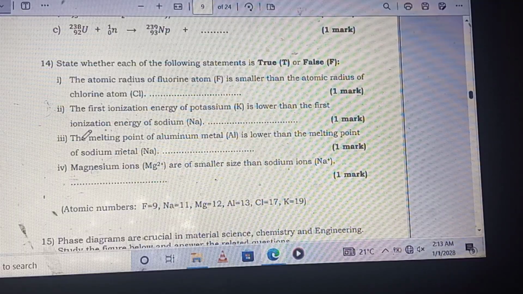Please, candidates, make sure that when you enter the national examination, you cover and understand the content of Senior 4, especially the periodic table. You know well or understand well about group 2, group 4, group 17, and so on. You understand atomic radius, first ionization energy, melting point, and so on.